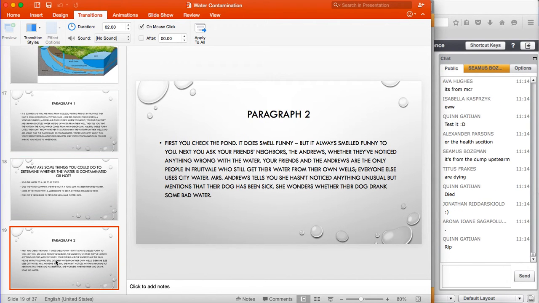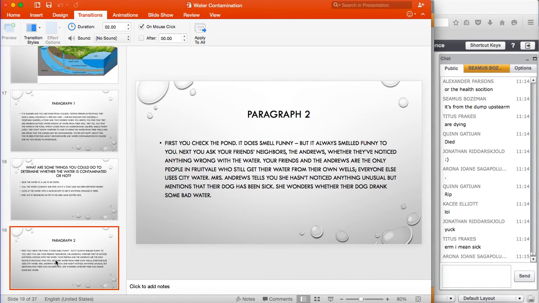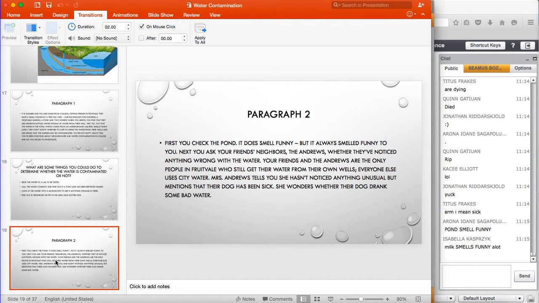Paragraph 2. So, here's what you do. First, you check the pond. It does smell funny, but it always smelled funny to you. Next, you ask a friend, your friend's neighbors, the Andrews, whether they've noticed anything wrong with the water. Your friends and the Andrews are the only people in Fruitville who still get their water from their own wells. Everyone else uses the city water.